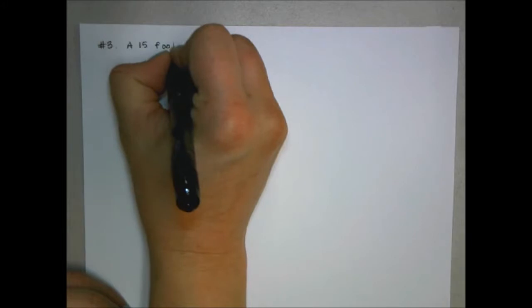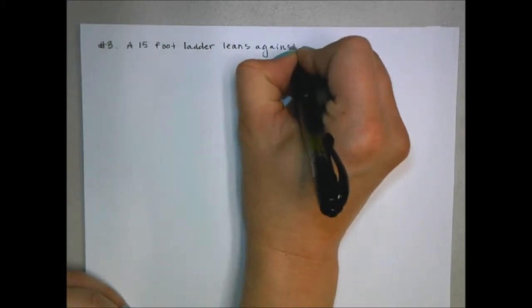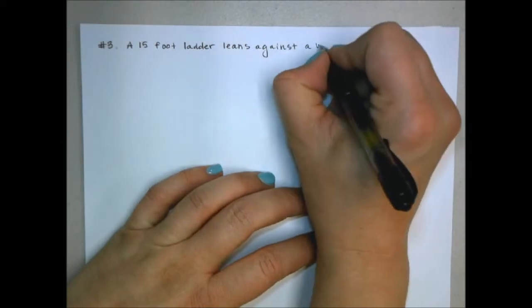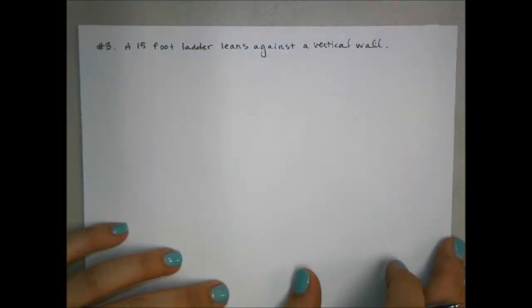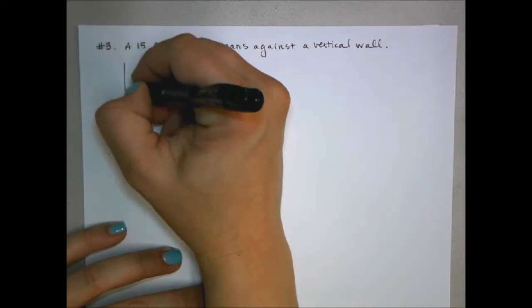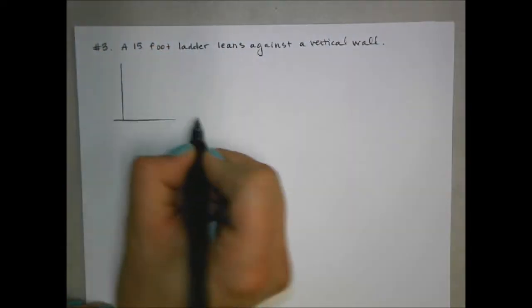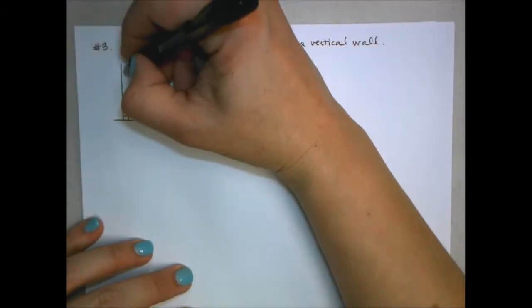So in this example 3, we're going to look at a classic ladder problem. So we'll start with a ladder that is 15 feet long. And it's leaning against a vertical wall. So this is going to mean we have a wall that is perpendicular to the ground here. All right. Our ladder is 15 feet long.